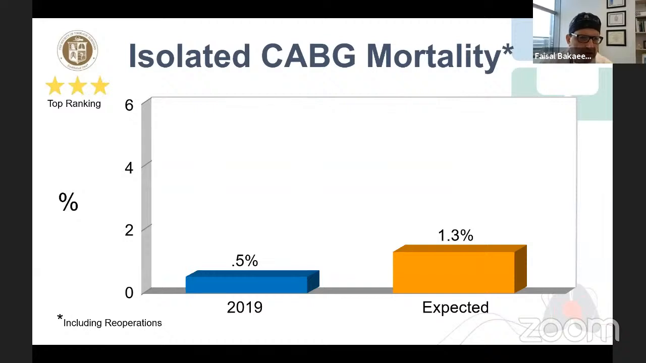It's a very safe operation, despite the complexity of the cases that we get. We usually get the really good ones, the really healthy CEOs, executives, VIPs that want multi-arterial grafting. But we also get the really sick ones that nobody else wants to do, and the reoperations. But the mortality has been less than 1% for many years. The STS expects it to be anywhere between 1% and 2%. So it's a really safe operation. If you take out the emergencies and the really high-risk cases, if somebody walks into your clinic, rather than being on a balloon pump in the ICU, it's an almost 100% success rate.